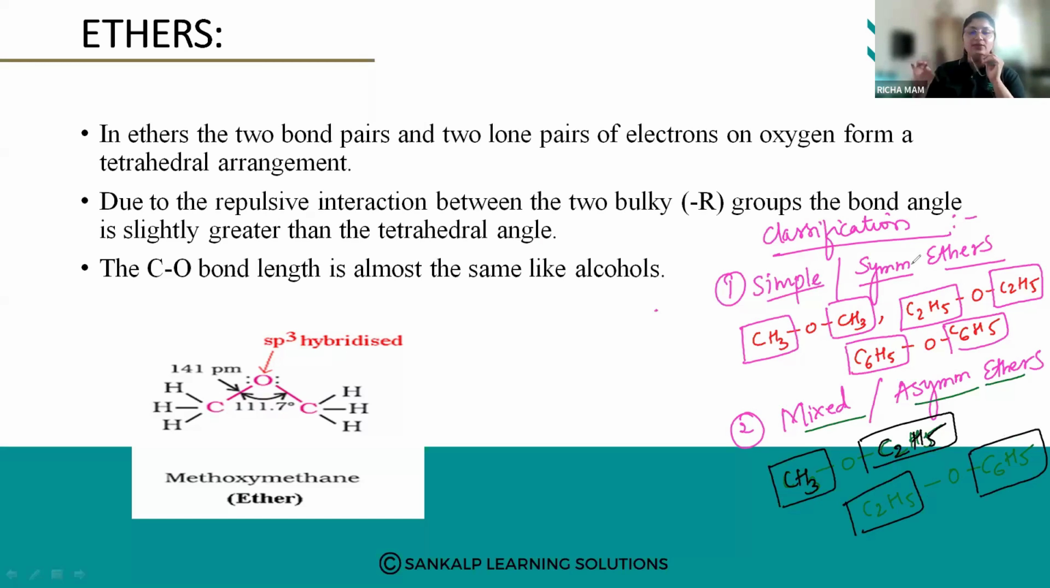Then they are simple, or they are called symmetrical ethers. If across the oxygen the atoms are different, then they are called mixed or asymmetrical ethers. Is it clear? Yes, students, is it clear? So this is the classification.